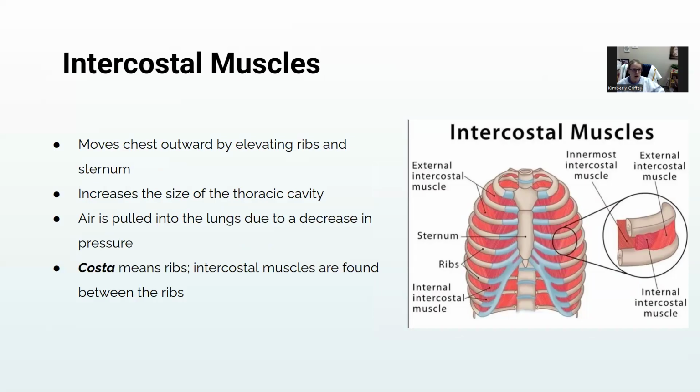And then when air is pulled into the lungs, we have a decrease in pressure. Costa is just Latin for ribs. And so those intercostal muscles are found in between those ribs. So whenever somebody gets a chest tube or something like that, we're putting that tube in between or through those intercostal muscles.